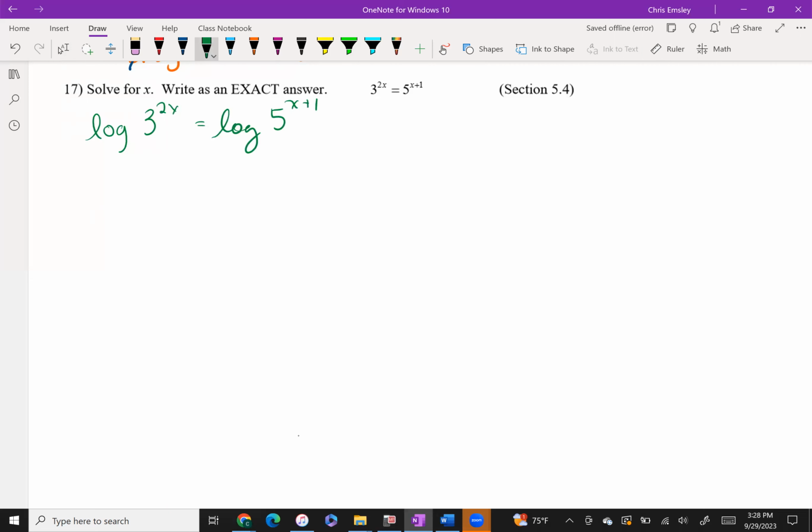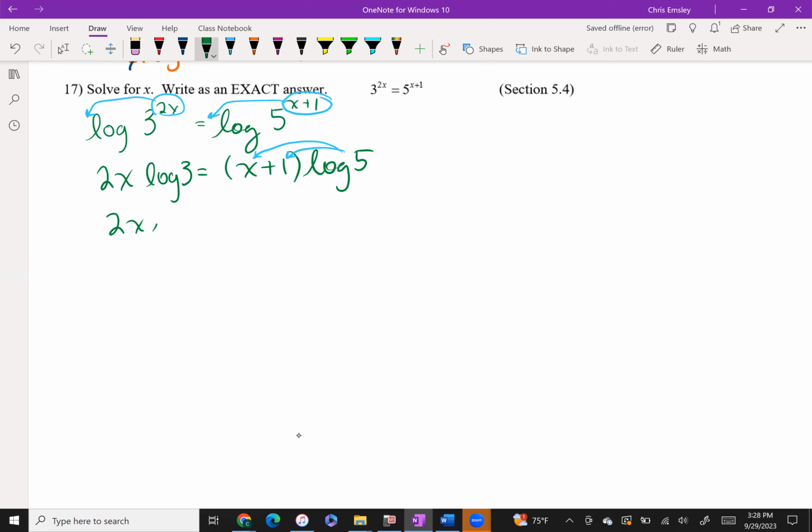The reason we do that is because then we can take that exponent and pull it out front by one of the properties of logarithms. So what we end up with is 2x log 3 equals x plus 1 log 5. Keep in mind we're trying to solve for x. So the first thing we want to do over here is distribute to get this x out of the parentheses. We can't solve it when it's trapped inside the parentheses. So we have x log 5 plus 1 times log 5 is just log 5.